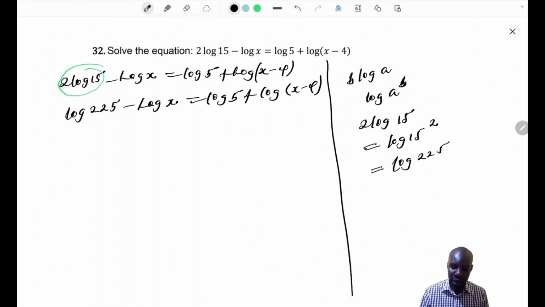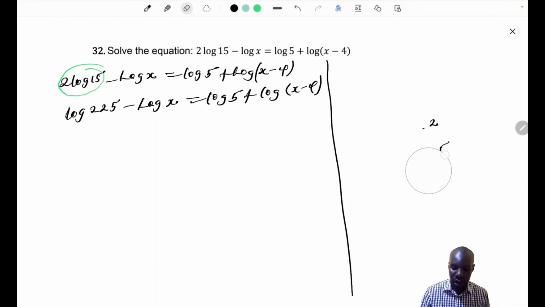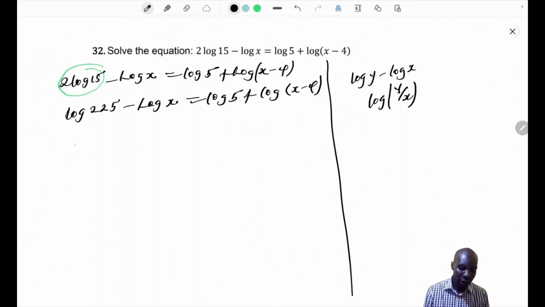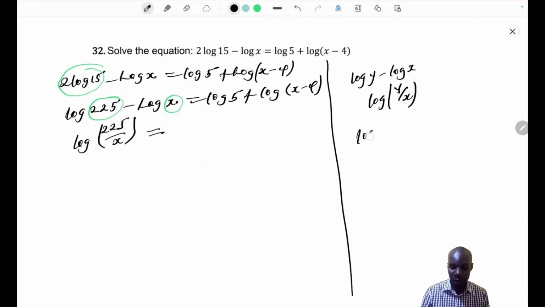Then we also know that log of y take away log of x can be written as log of y over x. So this one will give us log of 225 take away log of x, that will give us log of 225 over x. Then we also know that log of y plus log of x is equivalent to log of y times x.